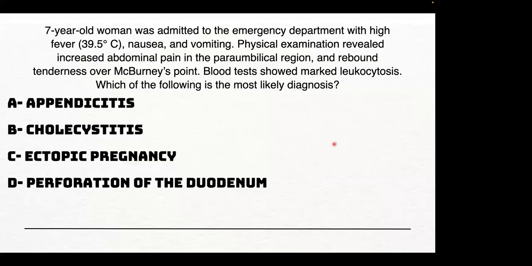So we have a 7-year-old woman admitted to the emergency department with high fever, nausea, and vomiting. Physical examination revealed increased abdominal pain in the para-umbilical region and rebound tenderness over McBurney's point. Blood tests showed marked leukocytosis. Which of the following is the most likely diagnosis? So what can we take as clinical features? Young, 7-year-old, fever, and a high white blood cell count, and most importantly, tenderness over McBurney's sign.